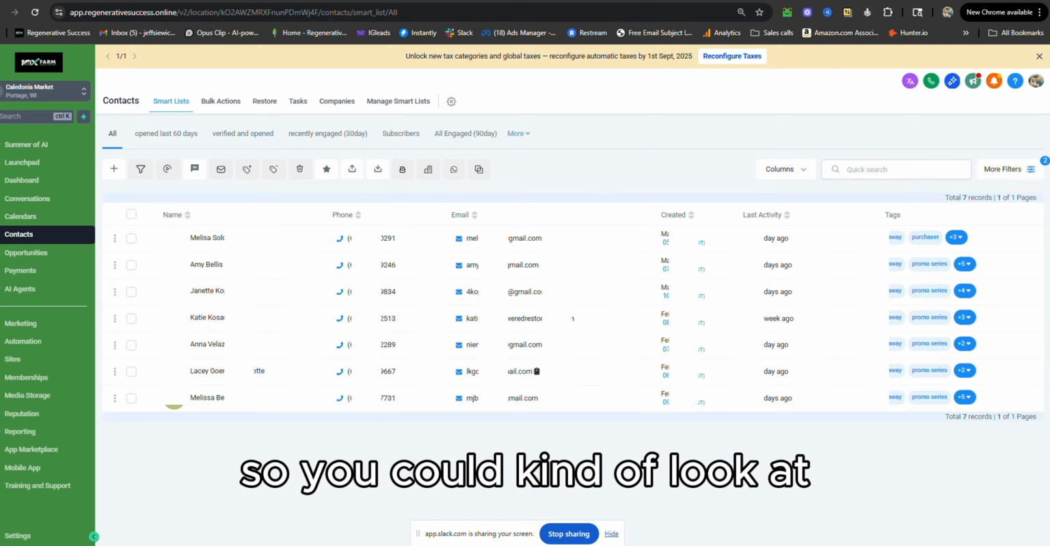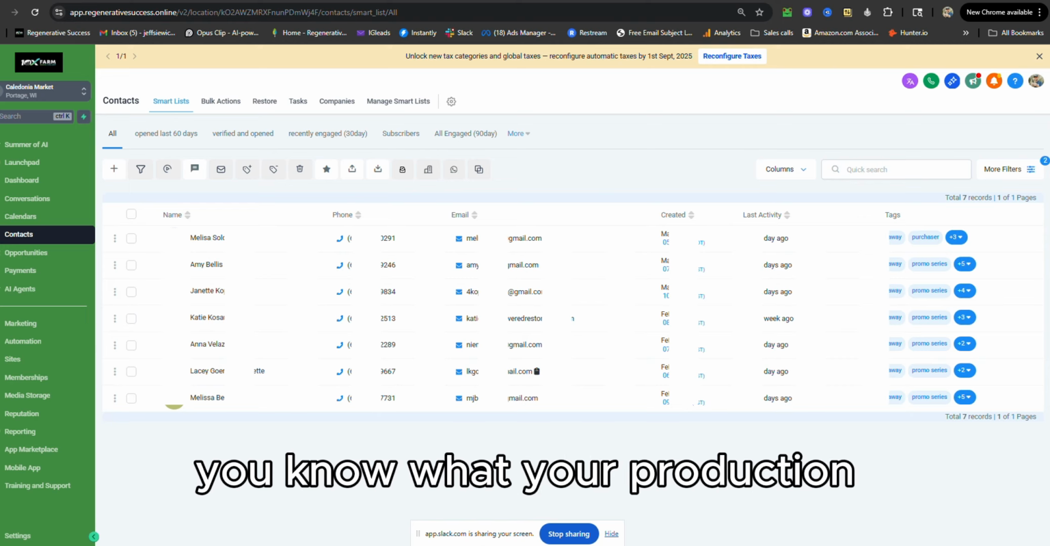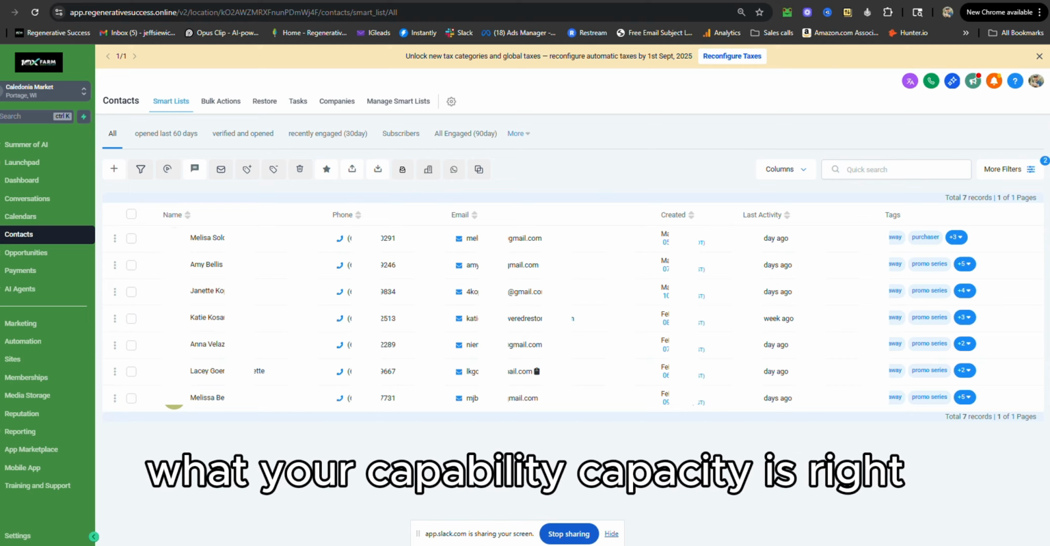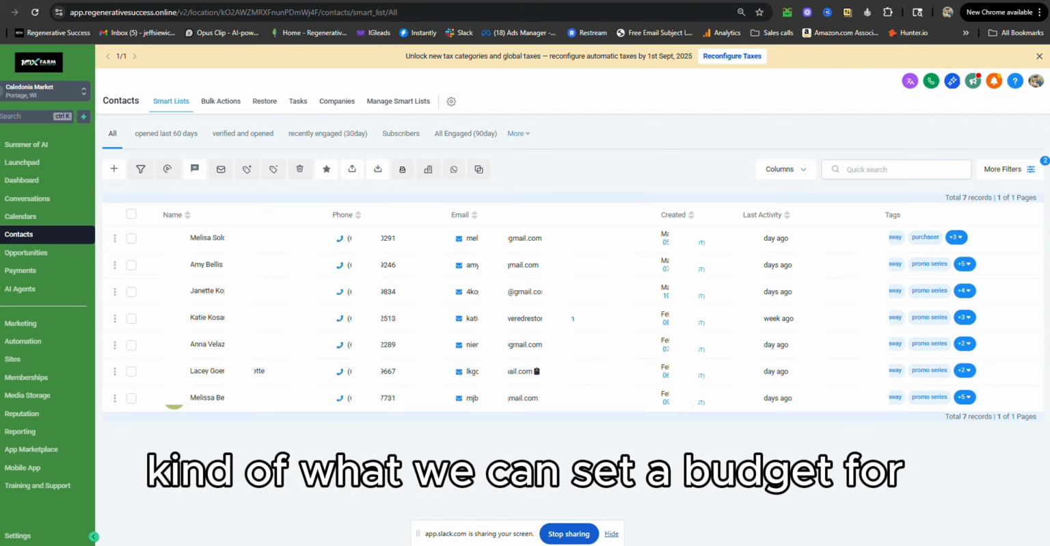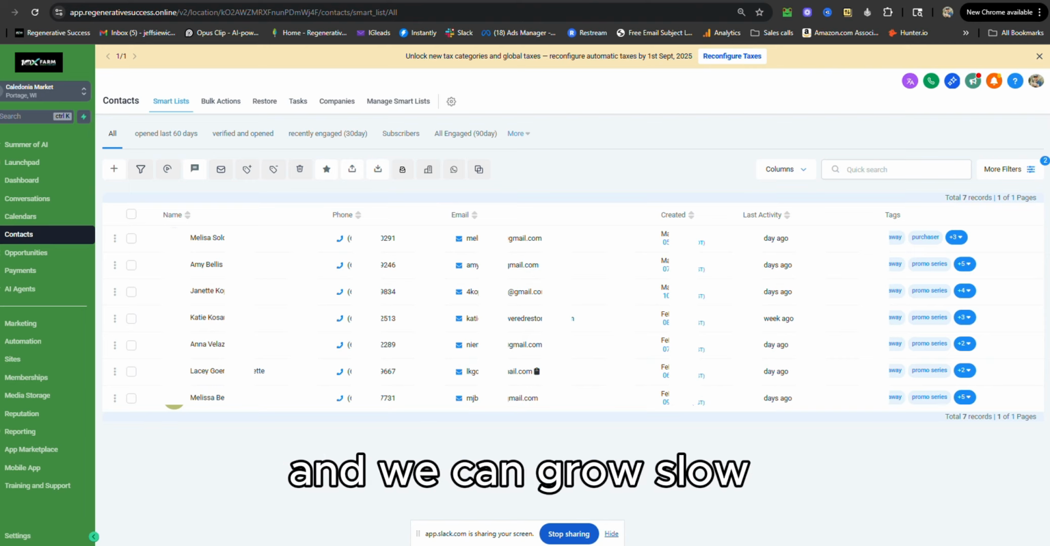Yeah, exactly. So you could look at what your production capability, your capacity is, right? And then we'll know what we can set a budget for, and we can grow slowly. It can gradually increase.